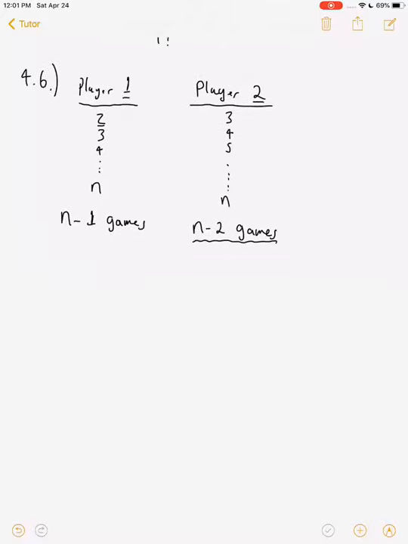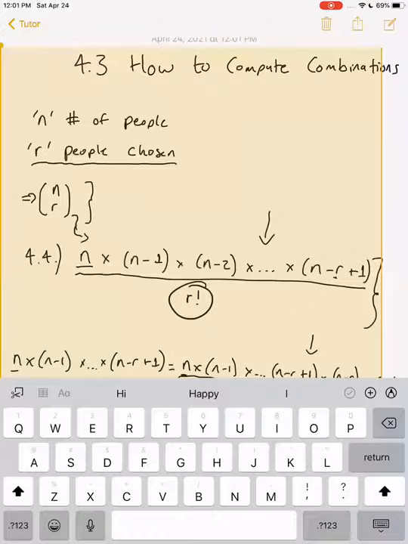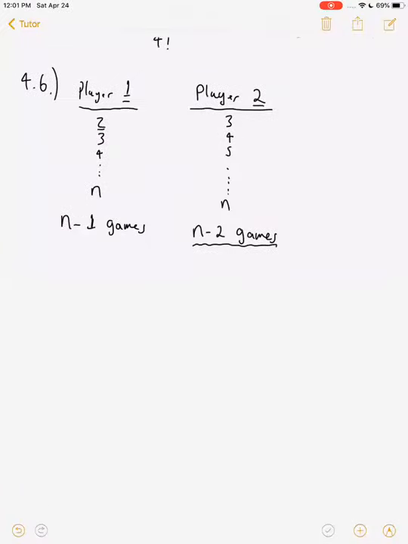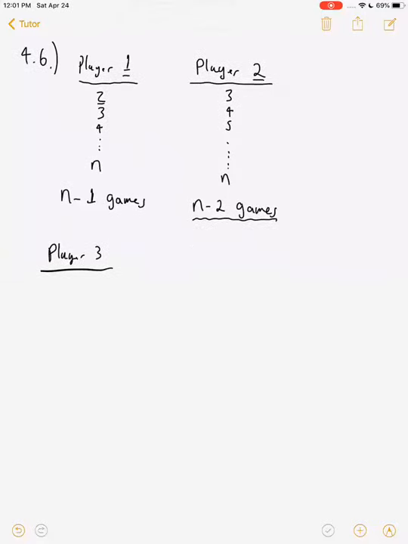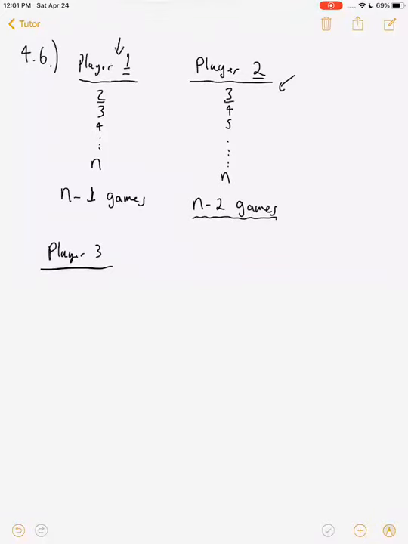And then for player 3, if you see the pattern here, the obvious pattern now is that they're each going to be playing 1 less unique game, because we've already counted the game in the previous one. Player 3 versus player 1, we've already counted. Versus player 2, we've already counted. And he's not going to play himself, obviously. The next game is against player 4, player 5, and then all the way to n. That's going to be a total of n minus 3 games.